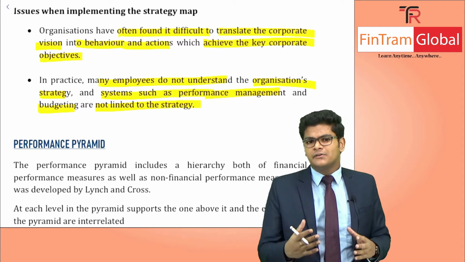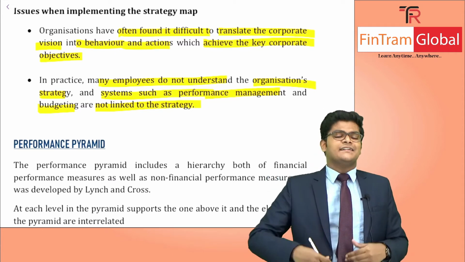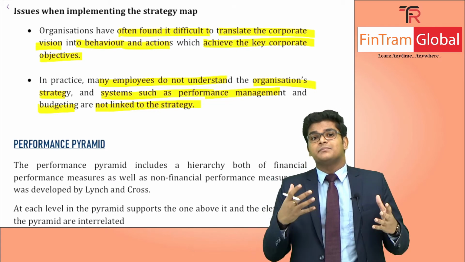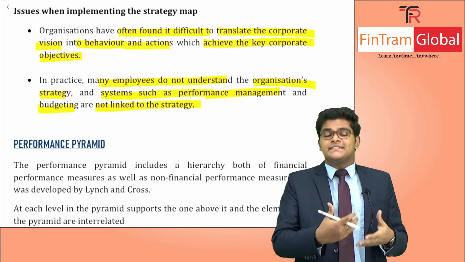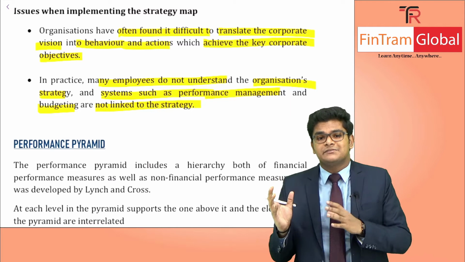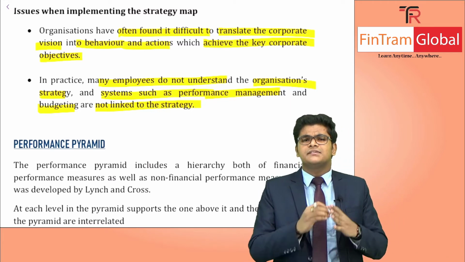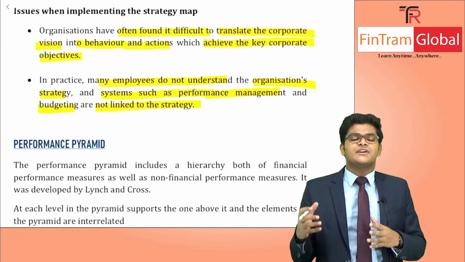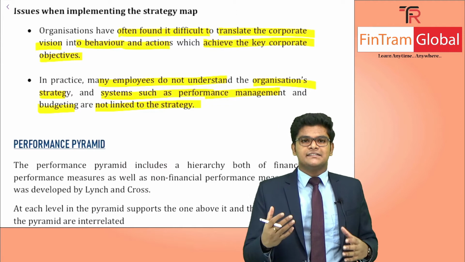And the second aspect to that is that there is a chance that this particular strategy map may not be linked to the ultimate strategy at all, or the performance measures or the performance management systems within the organization may not be linked to the ultimate long-term strategy of the organization in order to achieve their objectives. Okay folks, so that's basically another issue that the strategy map might face. So yeah, these two are the issues that the strategy map may have.